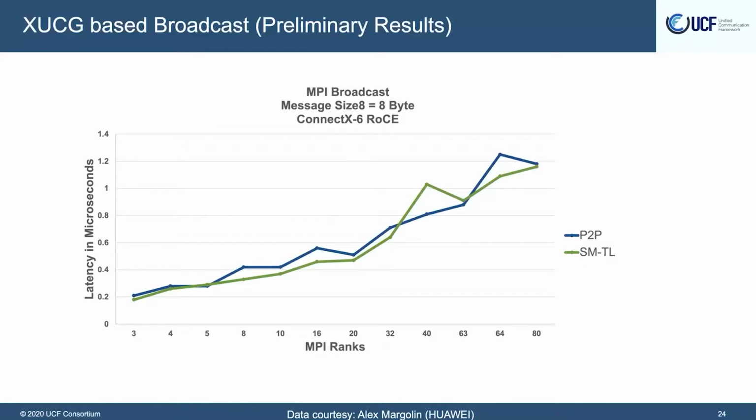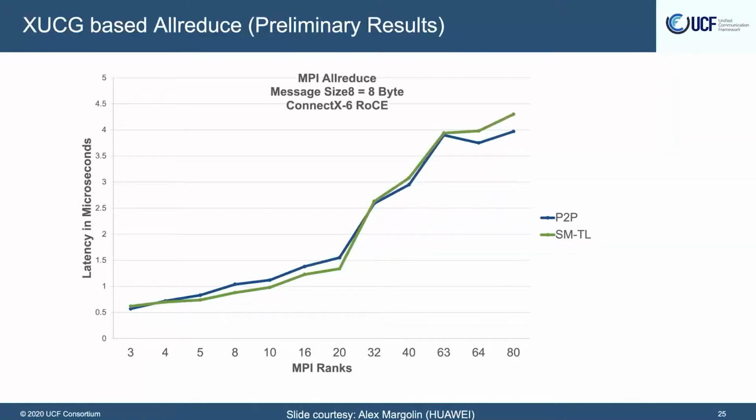And similarly for allreduce, as you can see, it's following the same theme. On the x-axis, you have MPI ranks. On the y-axis, you have latency in microseconds. Again, the difference is between these two implementations. One is using point-to-point, and another is using multicast.